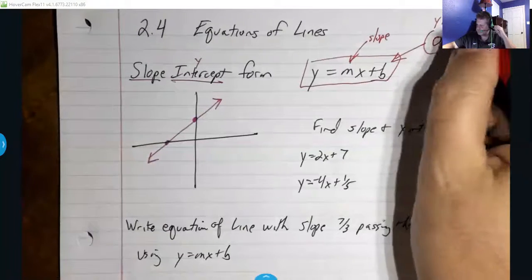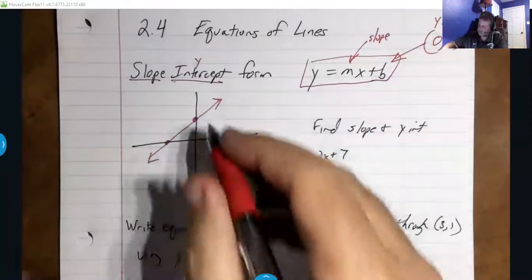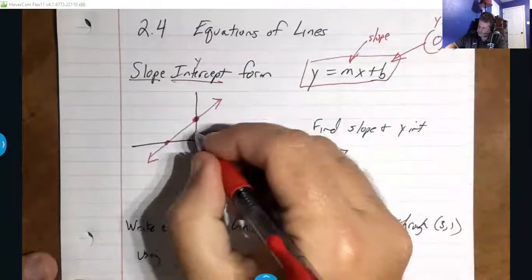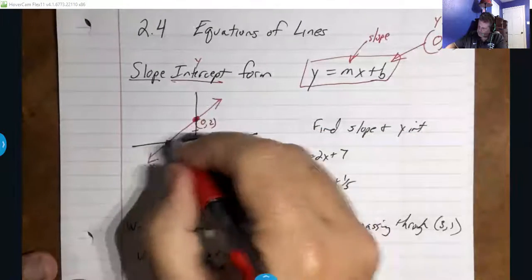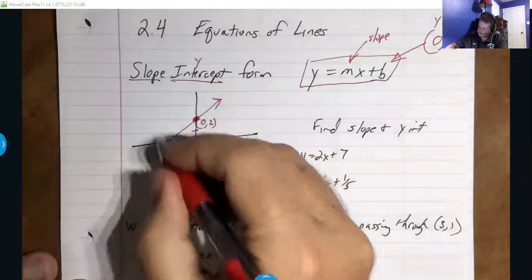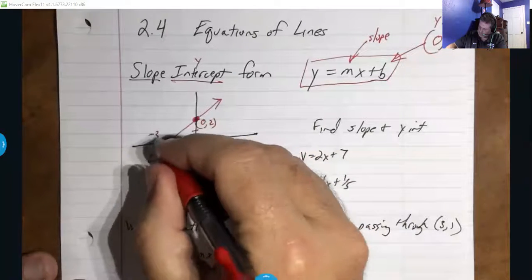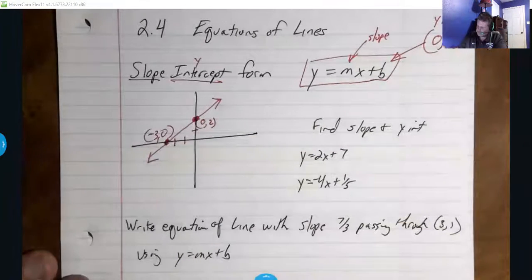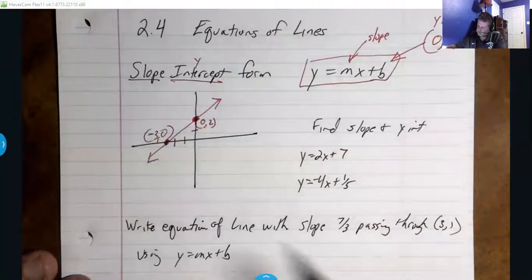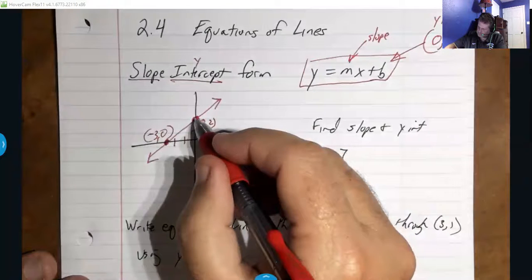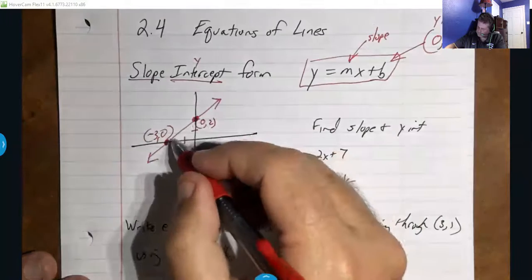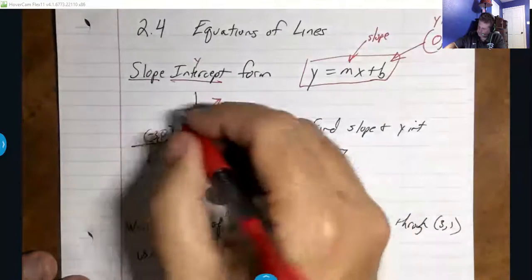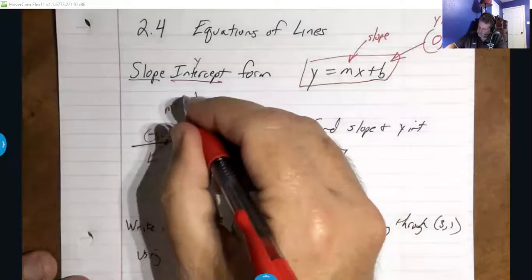Okay, so if we look at this graph, we have a y-intercept here, and let's say that's at (0, 2). And then here, we have a point at (-3, 0). If I know this slope, the slope is going to be rise over run, which is up 2 over 3. So this has a slope of 2/3.